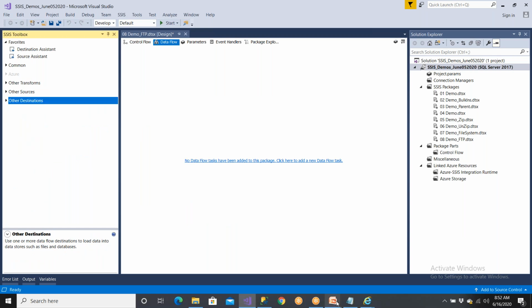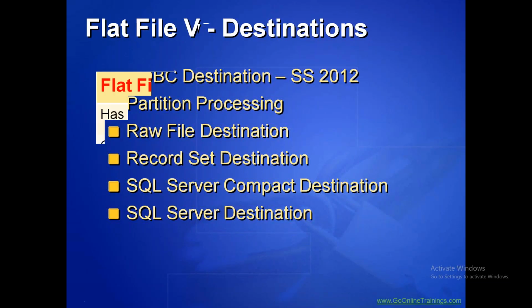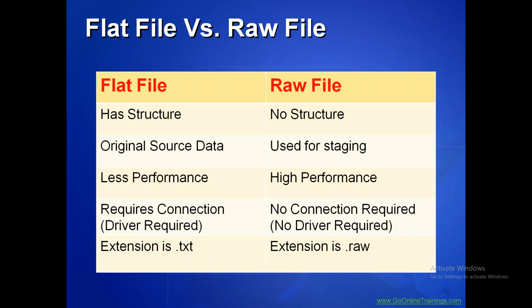Now the first question, since we were talking about a lot of sources and destinations: what is the difference between a flat file and a raw file? A flat file has a structure. A raw file doesn't have any structure. Raw files are used for staging, meaning temporary storage. At the time of reading and writing the data, flat files are slow and raw files are very, very fast.